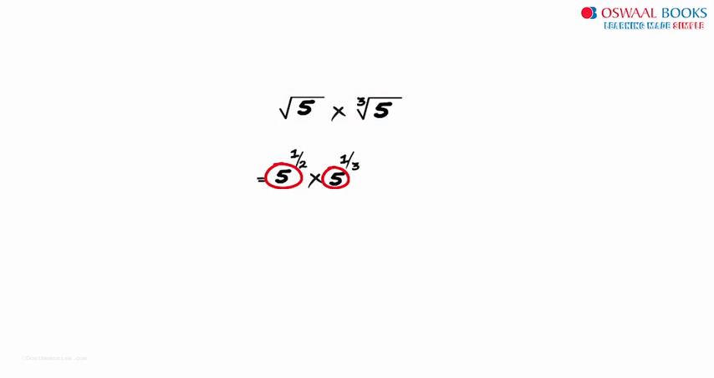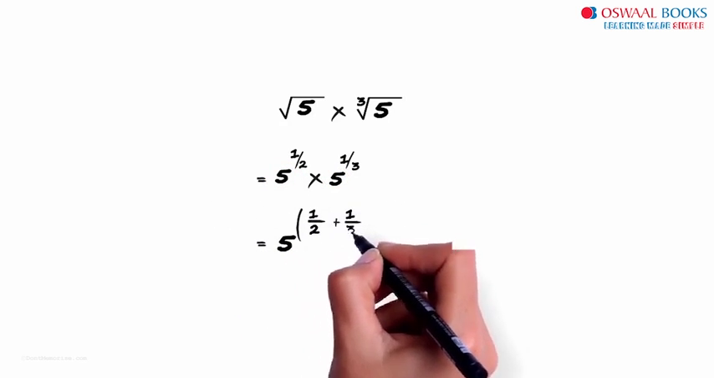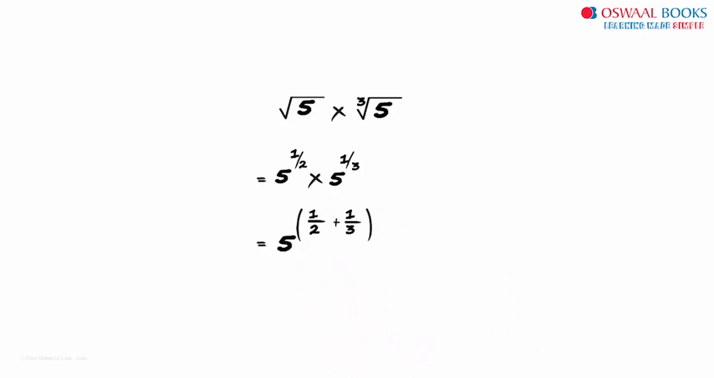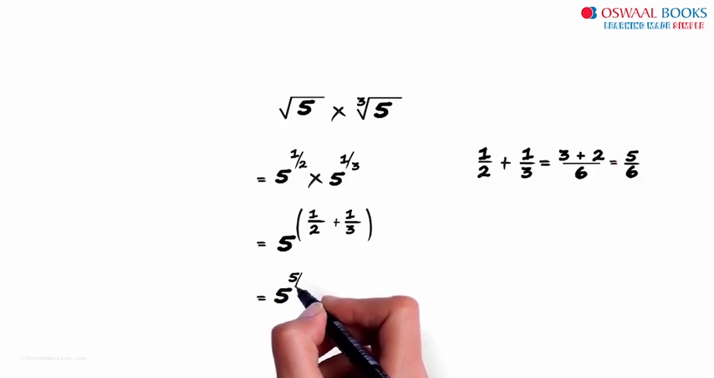Since two numbers with the same base are multiplied, we can use the product law and write it as 5 raised to 1 by 2 plus 1 by 3. Now what do we do? Do we leave it here? No, as the question is in radical form, we have to leave the answer in radical form. So we solve this exponent 1 by 2 plus 1 by 3. The LCM of 2 and 3 is 6. That equals 3 plus 2 by 6, which is 5 by 6. So we can write this as 5 raised to 5 by 6.